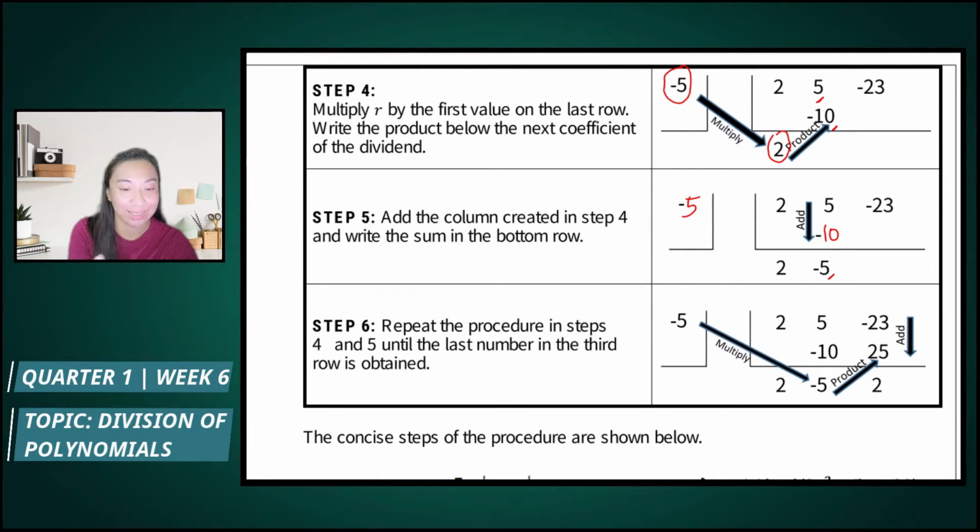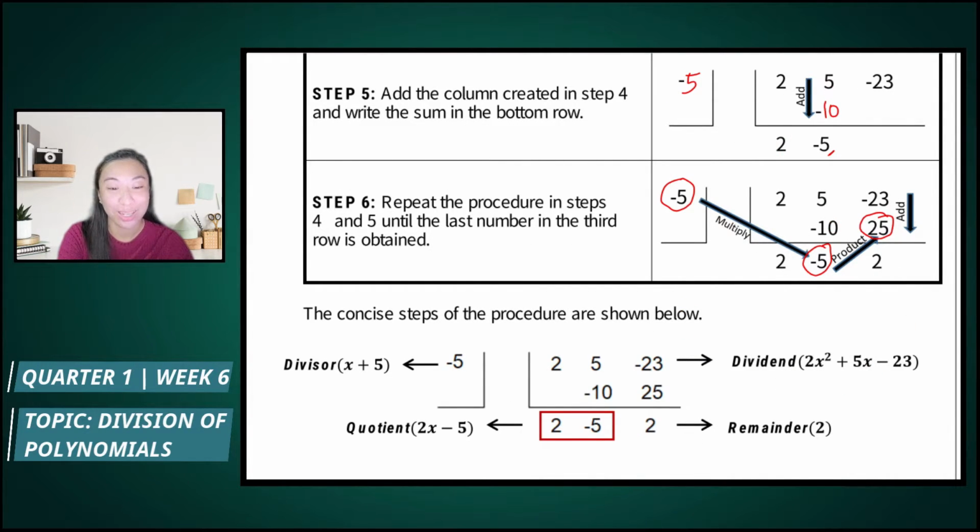Next is, repeat the procedures in steps 4 and 5 until the last number in the third row is obtained. So we are going to repeat the given steps. Since we already have negative 5 here, we will multiply r by negative 5. Negative 5 times negative 5 is positive 25. We are going to write positive 25 on the next row. Then we add negative 23 plus 25, and the result is positive 2.